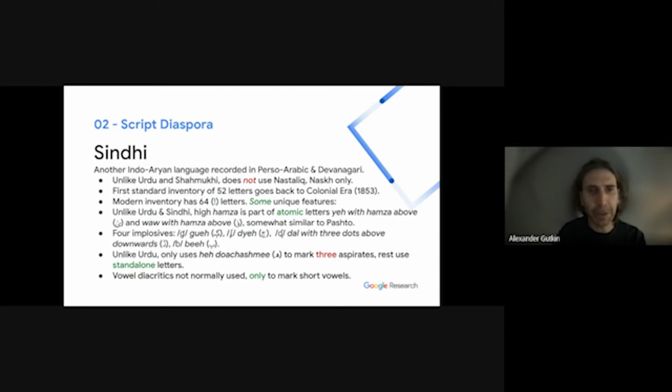There are also 4 implosives, which are very interesting. They're sort of new rasm shapes. One of them is, for example, the dal with 3 dots above, pointing downwards, which is an original way of using the ijam. Unlike Urdu, which marks all the aspirates with do-chashmi heh, in Sindhi only 3 aspirates are allowed, and the vowel diacritics are not normally used, and they're only used to mark the short vowels. So it's more of an abjad in a way than Shahmukhi.